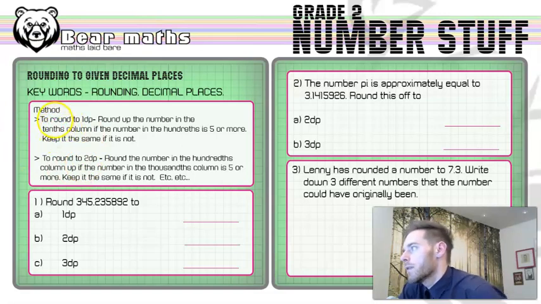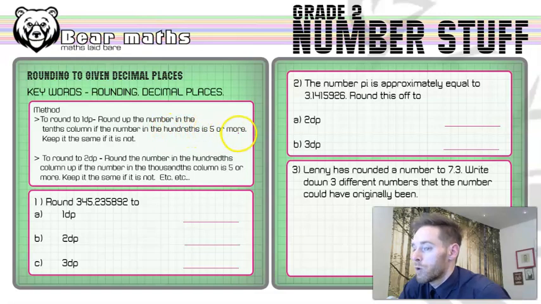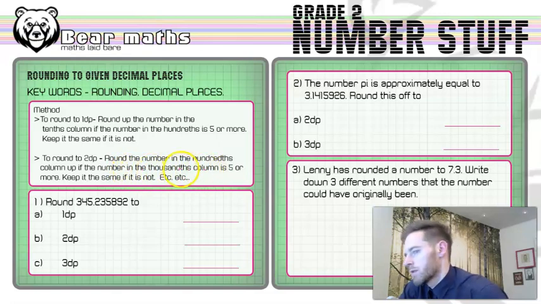So in the method, I've put two example pieces again, and you use your initiative to carry on doing it. So to round to one decimal place, you round up the number in the tenths column if the number in the hundredths is 5 or more. So it's all about the 5 or more business again. Keep it the same if it's not. And to round to two decimal places, round the number up in the hundredths column if the number in the thousandths column is 5 or more. Keep it the same if it's not, etc. Okay, again, it makes more sense when you watch the examples.